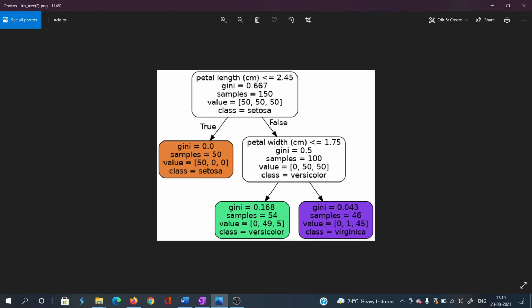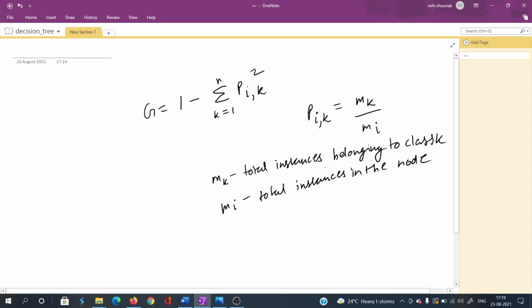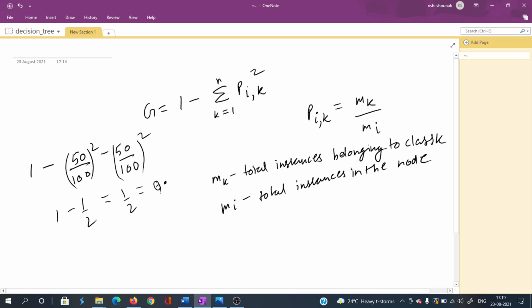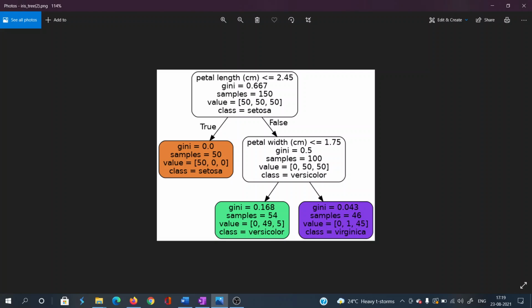So let us calculate one for ourselves. Let's say we have 50 belonging to the versicolor class and 50 belonging to the virginica class. So if we do the calculation, we have 1 minus (50 by 100) whole square minus (50 by 100) whole square. When you calculate this, you'll get 1 minus half, which is equal to half, which is equal to 0.5, and that is what is written here.